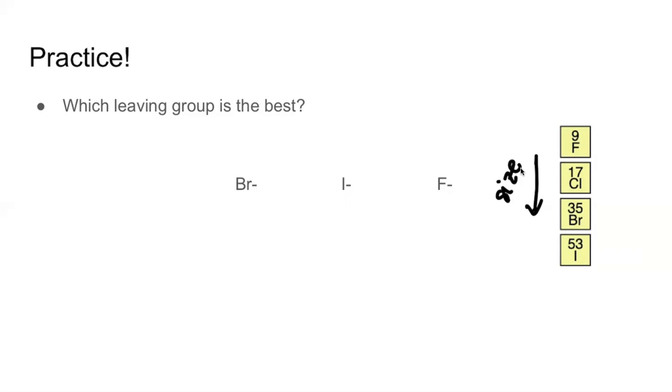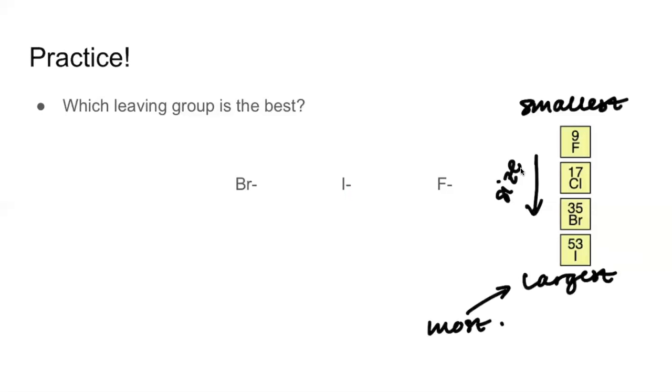And so remember, the largest is also going to be the most polarizable. And so based on this, most polarizable also means it's the most stable with a negative charge. If we want a leaving group, the leaving group wants to be stable on its own. That's why it's leaving, right? So iodine is going to be the best leaving group of the three, followed by bromine, followed by fluorine, just based on size. Remember, iodine, biggest, then bromine, then fluorine.